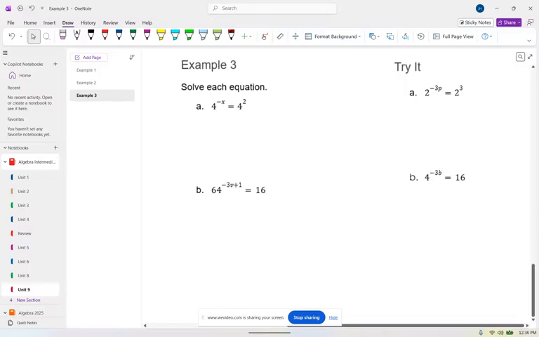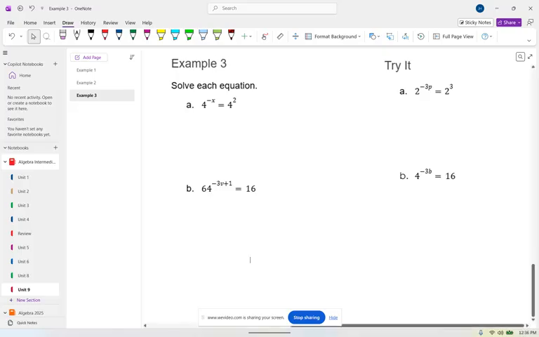All right, guys, in example 3, we're going to be solving exponential equations and learning about what it takes to solve an exponential equation. So in order to solve this kind of equation, the bases have to be the same. If I look at part A, I have a base of 4 on both of them. So 4 raised to the negative x is equal to 4 raised to the 2. Well, if I want them to be equal, then this exponent needs to be a 2 as well. 4 to the second equals 4 to the second.